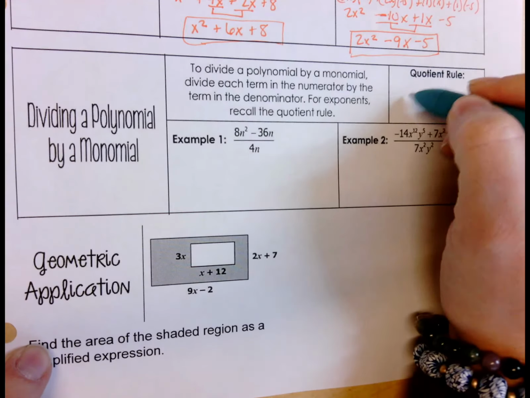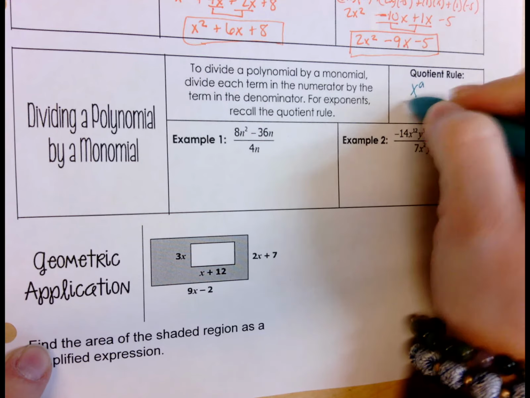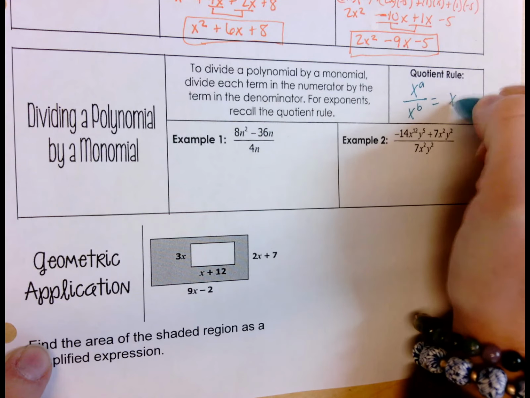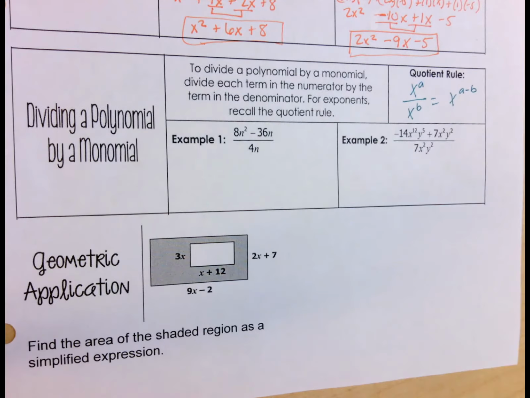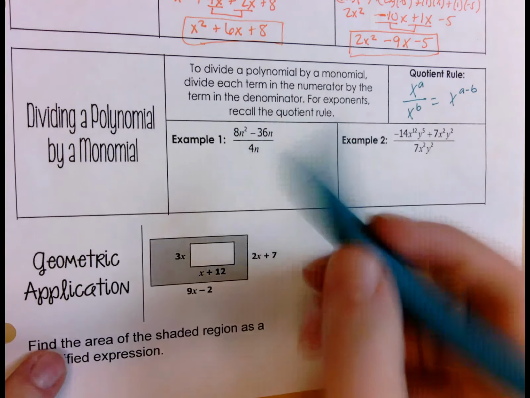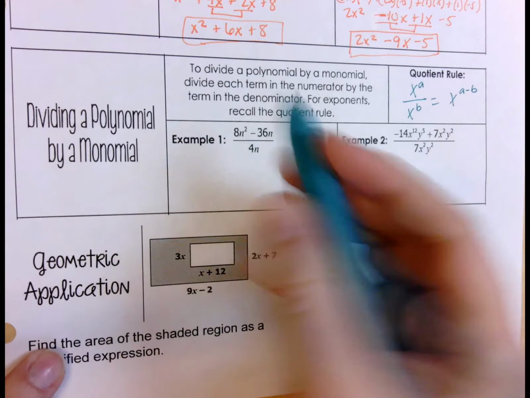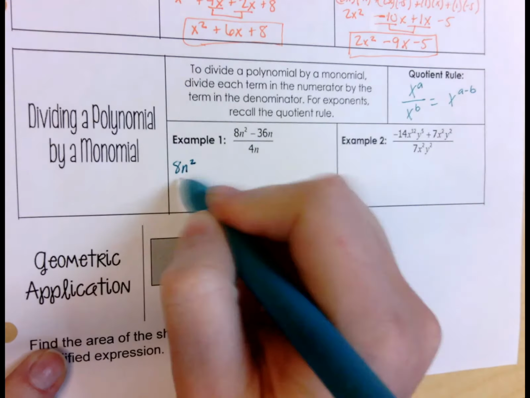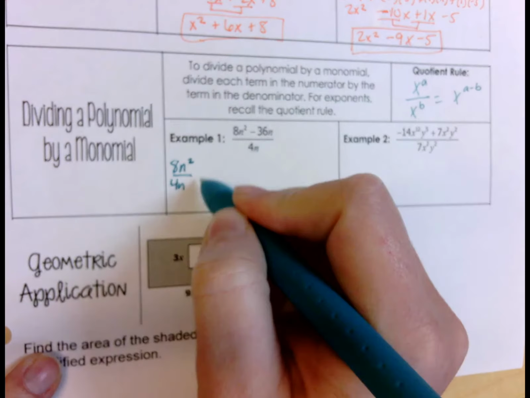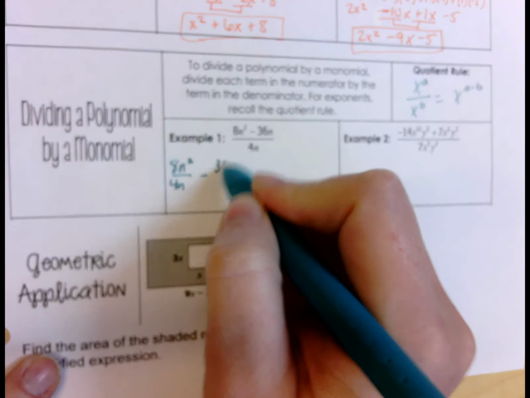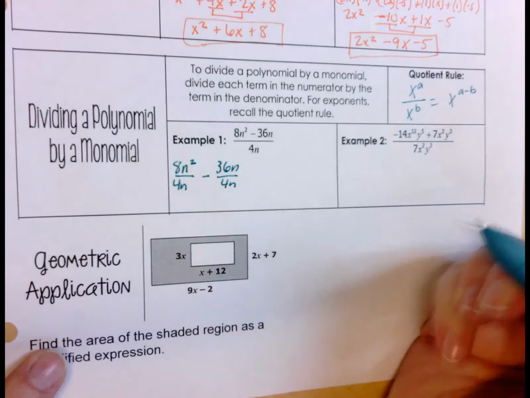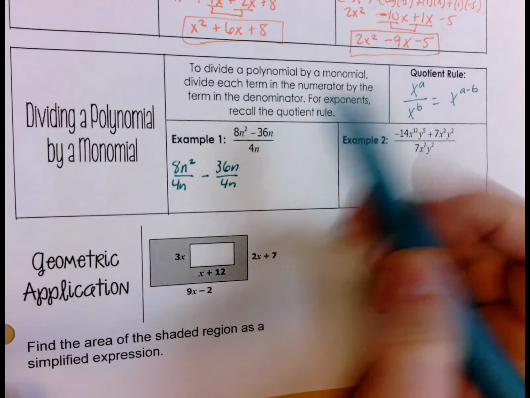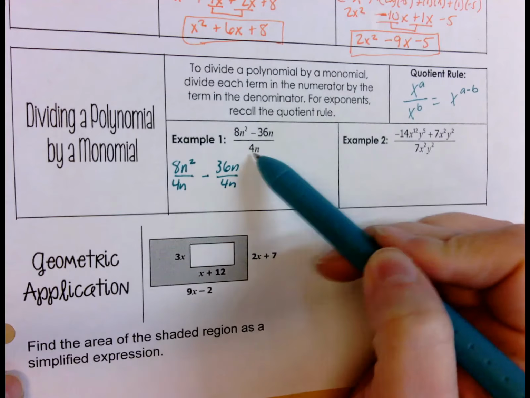And so remember that the quotient rule is that when we divide, what we're actually going to be doing is subtracting those exponents. So if we were to divide an exponent of 4 by an exponent of 2, we would actually subtract those to get 2. So for example, we'll start here. What you're going to end up doing here is 8n squared, and we're going to divide that by 4n, and then we're going to do 36n divided by 4n. Okay, we're going to take each of these two terms and divide them by this bottom term.